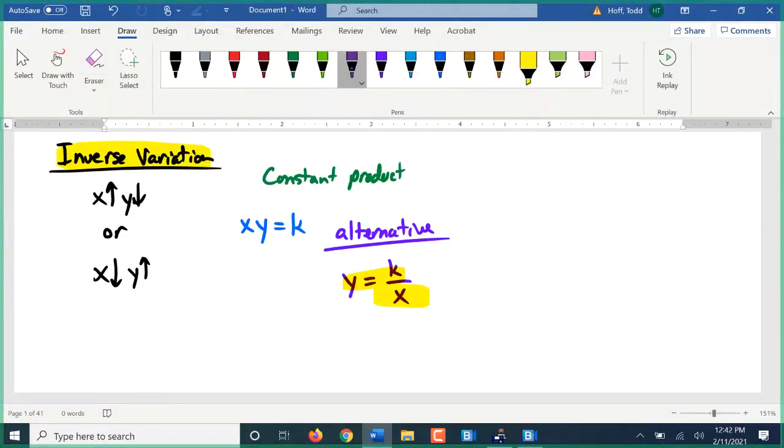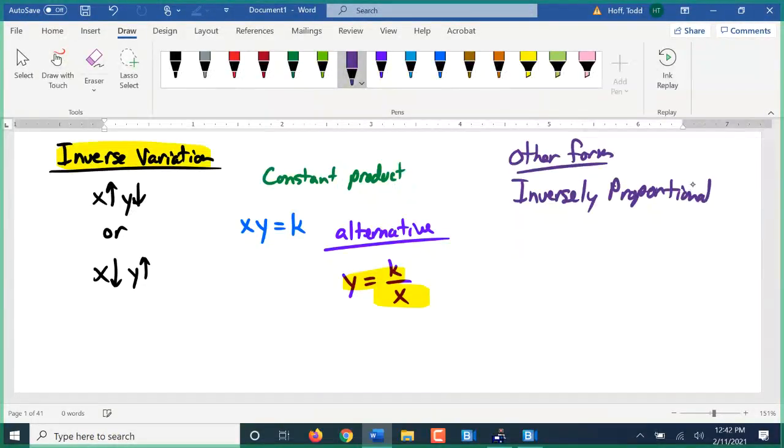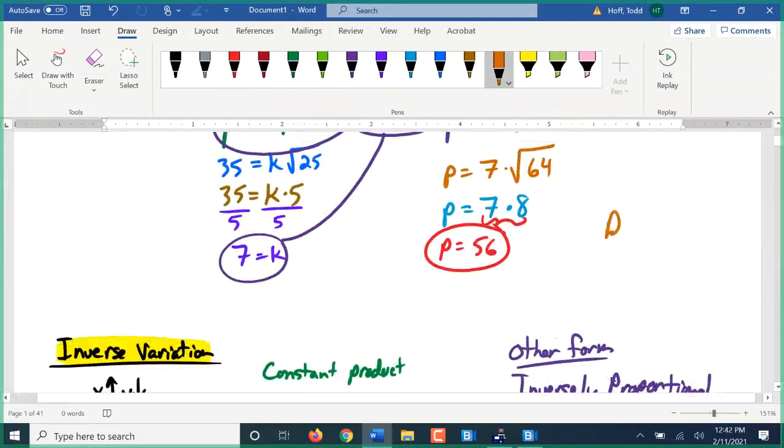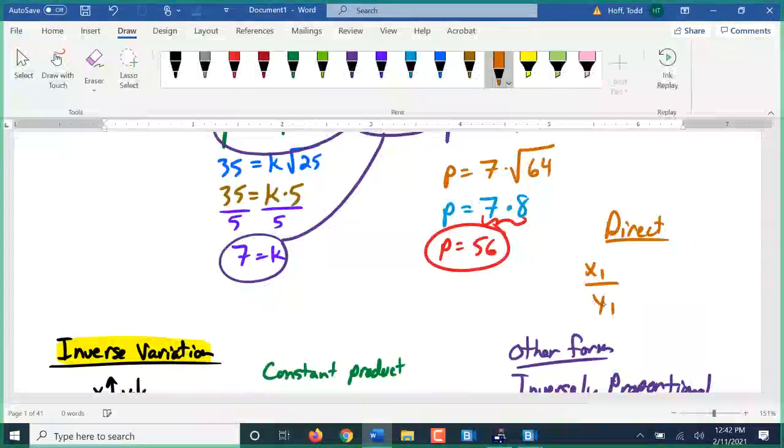Now, there is another form. Another set of terminology, I guess, that goes with this would be called inversely proportional instead of inversely related. Inversely proportional is kind of a misnomer because it's not proportional. It's not a true relation. The ratios are not equal to each other. But what happens is, up above in a direct relationship, if I have the ratio of x1 to y1, the first set, that's going to be the same ratio as x2 to y2. They're proportional, constant ratio.